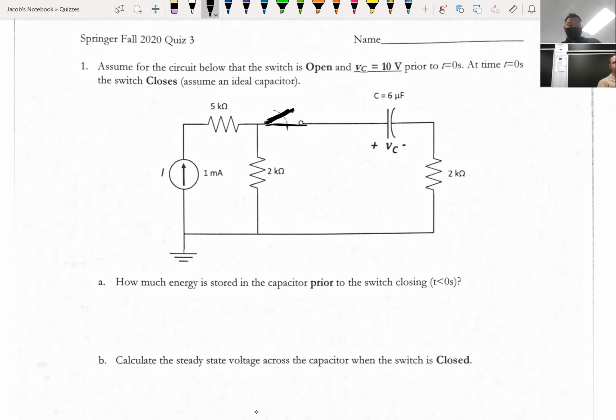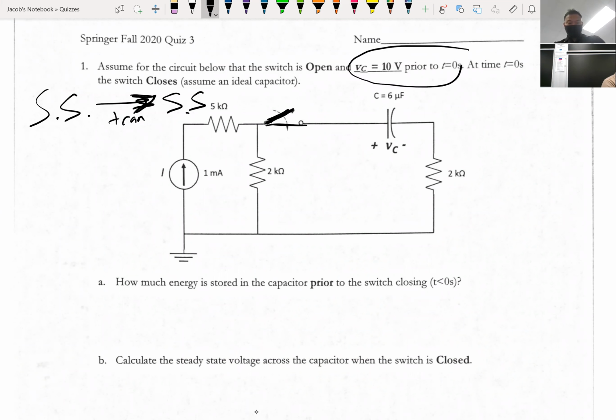switch is closed, right? So in a transient, which is all these inductors and capacitors for these DC problems, is a transient problem going from one steady state to another steady state. And this arrow is the transient equation. And so the first steady state, if I'm reading this problem statement, it says VC, the voltage across the capacitor, is 10 volts prior to t equals 0. So that means it has a charge. This is my V initial. V initial equals 10 volts.